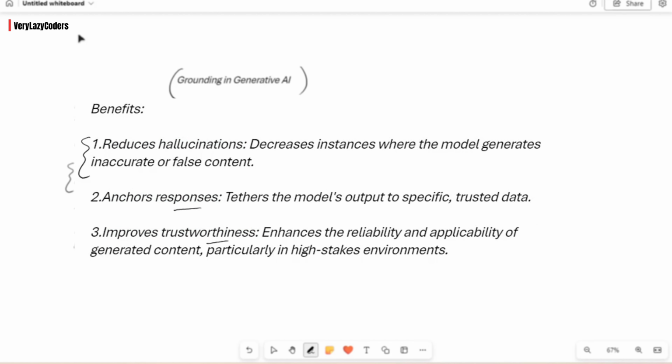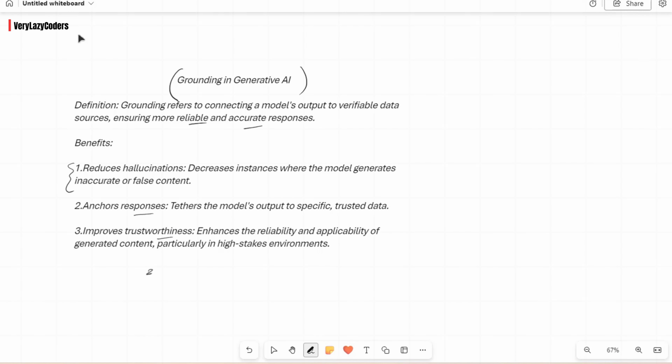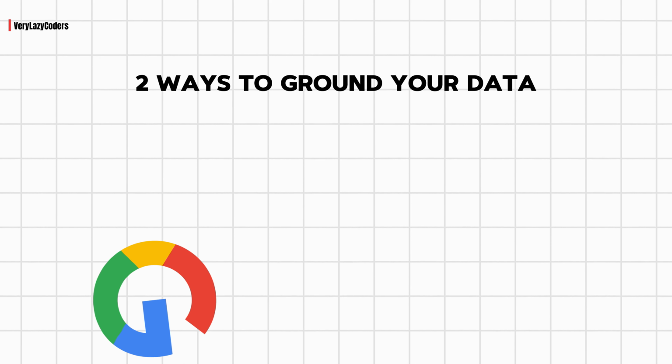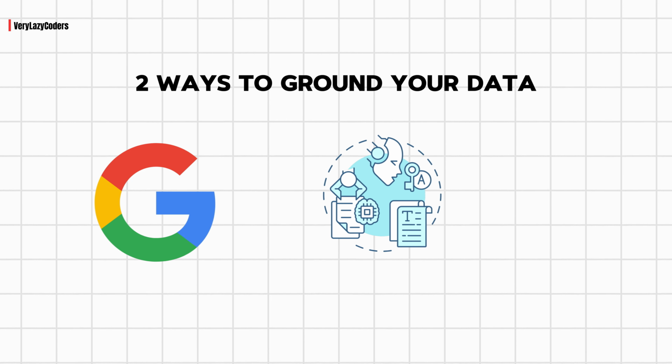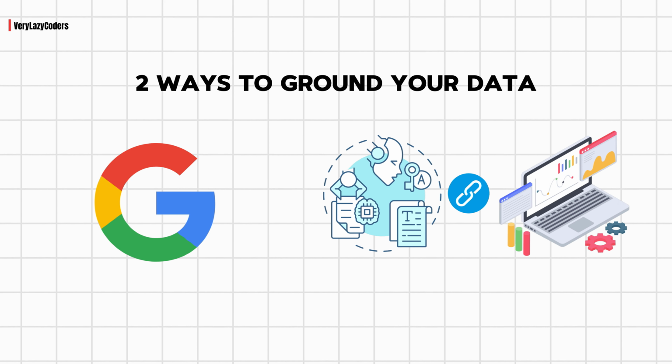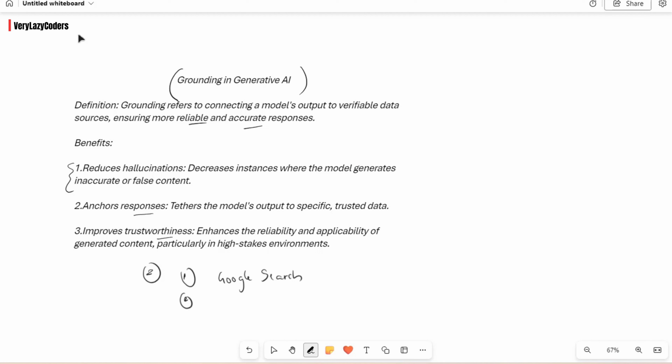Now in GCP Vertex AI, there are two ways you can ground your data. The first way is you can use Google search, and the second way is you can actually connect your LLM to your own data set. In this particular chapter, we will talk about how you can connect your LLM to Google search to get better and more relevant information. So let's look at the console and see how we can do that.